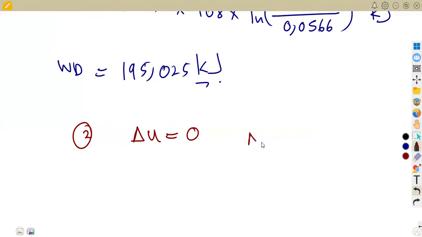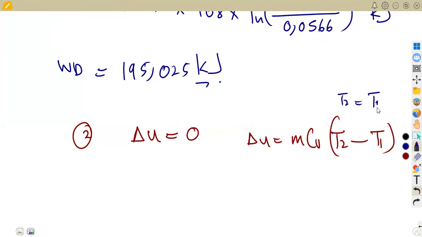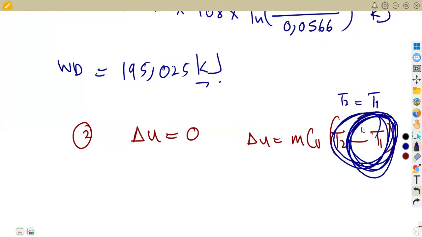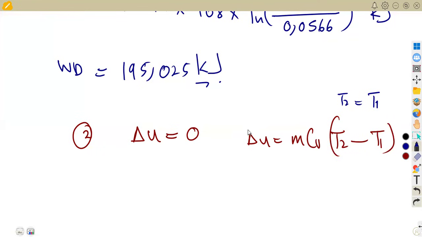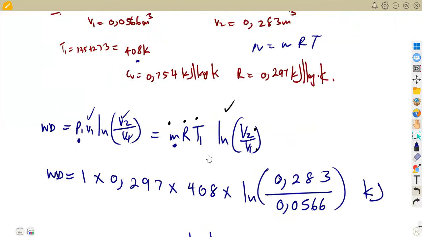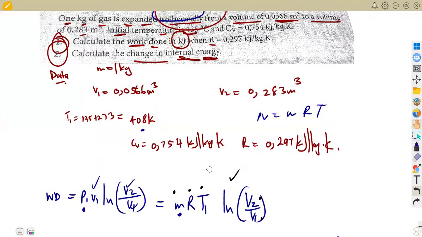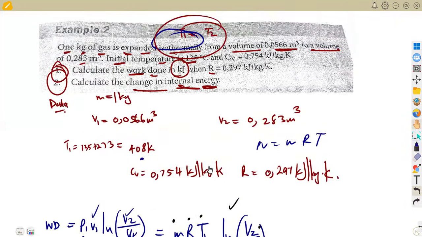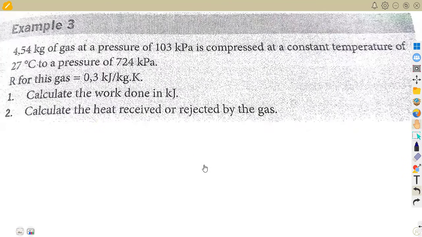From the concept that the change in internal energy, remember the formula, it's mCV times the change in T, which is T2 minus T1. But remember, T2 is equal to T1. So these two are the same. So if you subtract, we get a zero there. So our answer at the end will be 0 kilojoules. Just like that. So that's what they wanted. So that will be 0 kilojoules.